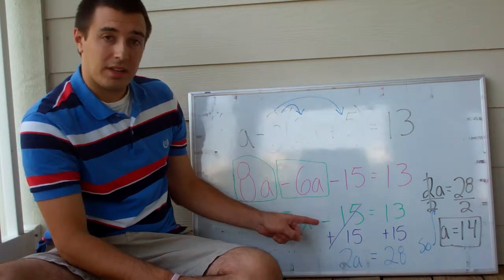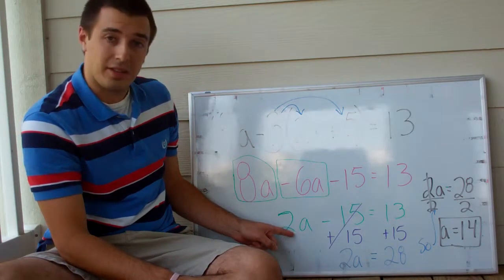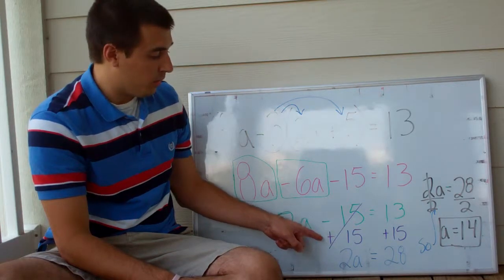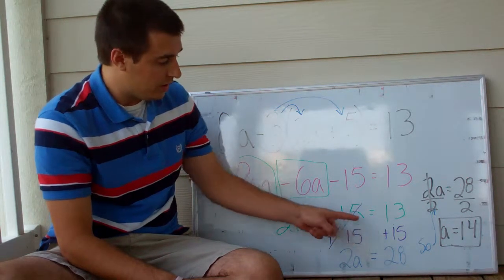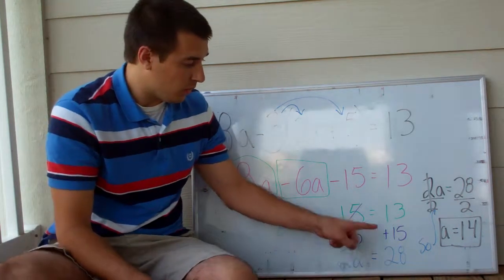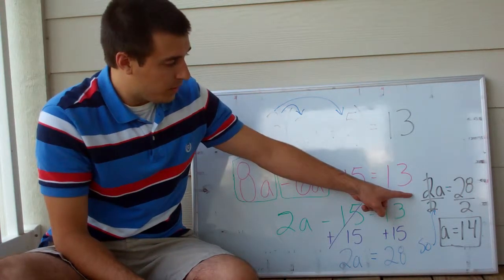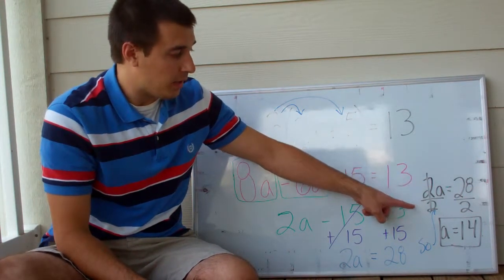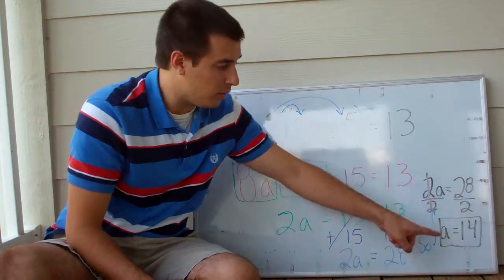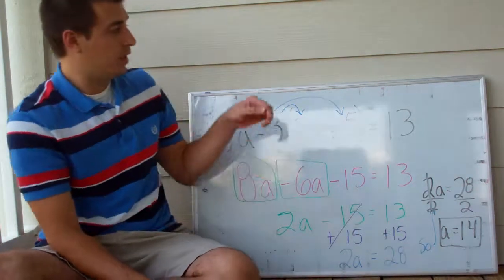Right here we want to get this 15 to the other side, so we leave our variable by itself. By doing the opposite of negative, which would be plus, so plus 15, will leave just 2a by itself. 2a equals 13 plus 15 equals 28. So 2a equals 28, and we divide by 2 to make sure our variable is by itself, which will be 28 divided by 2, which will be a equals 14. Alright?